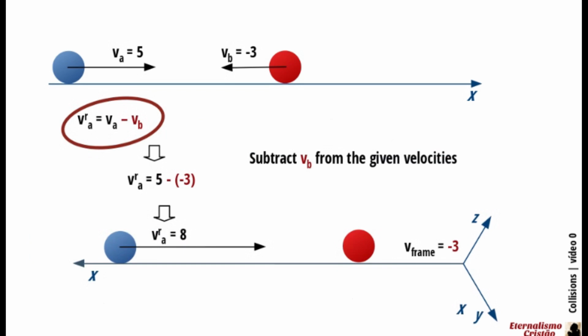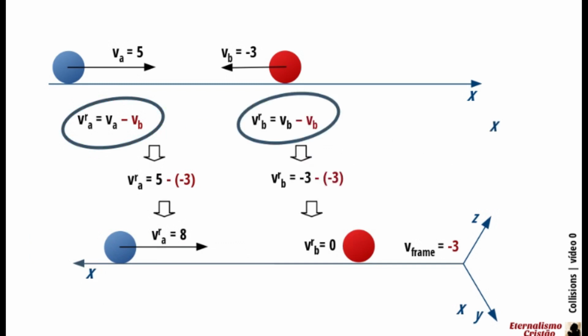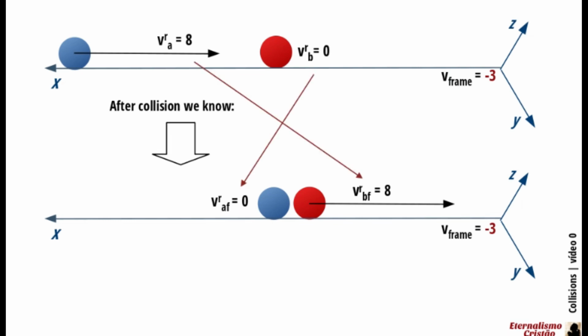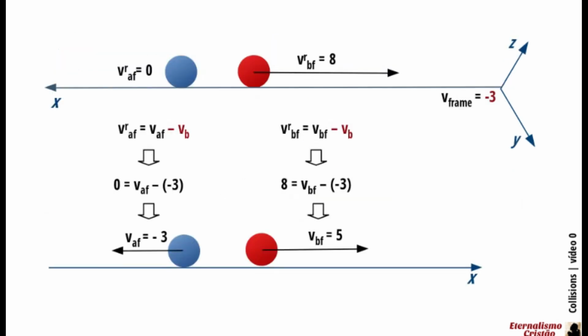Subtract Vb from the given velocities, in order to find the relative velocities of the two bodies. We already dealt with the situation where one of the bodies is not moving before collision. So, we can deduce immediately the relative final velocities of the two bodies. Now, we can revert velocities back to our absolute frame of reference, recalling the algebraic meaning of the relative velocities.